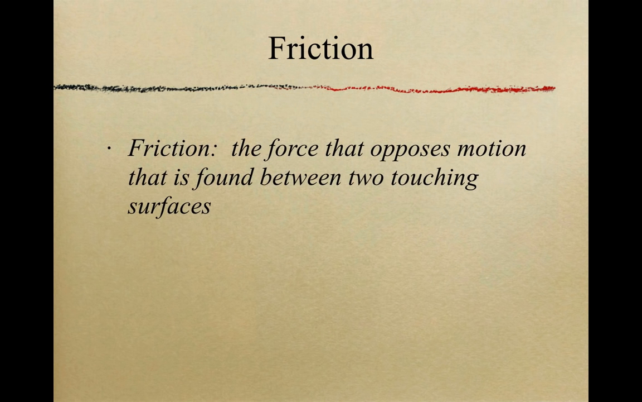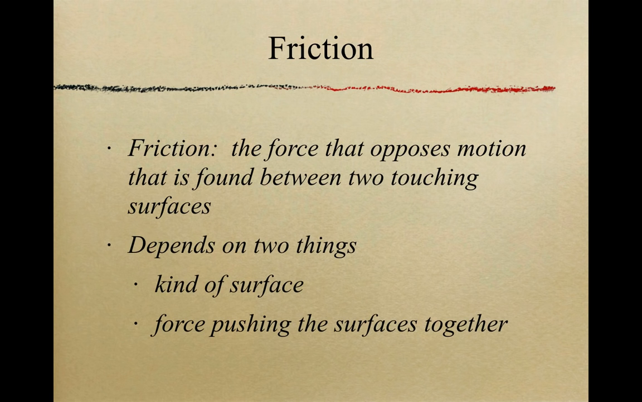Friction is the force that opposes motion, and it is found between any two touching surfaces. So wherever we have two surfaces that are touching, we are going to have friction. And it's going to depend on two things, and only these two things: the kind of surface and the force pushing the surfaces together. Okay? Think of the difference between walking on ice in the winter and walking on a smooth sidewalk. Okay, different surfaces, different amounts of friction. Okay, as well as the force pushing surfaces together.